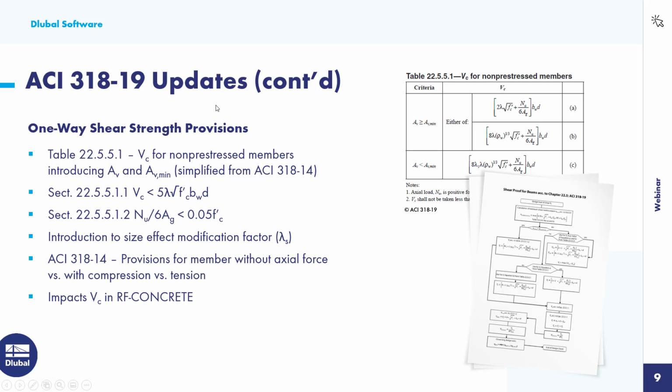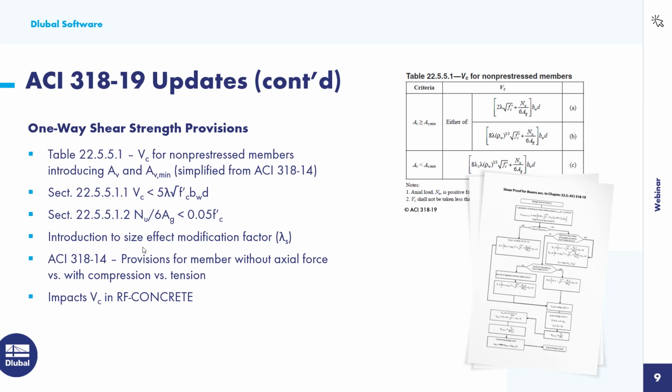Now, it should also be noted that if we continue reading in the code, section 22.5.5.11, we have some provisions here that the concrete shear strength must be less than the equation shown. 22.5.5.12 has some provisions for the axial load over 6 times the gross area, which is included in these equations, must be less than 5% times the concrete strength. And we've also introduced the size effect modification factor, lambda s.